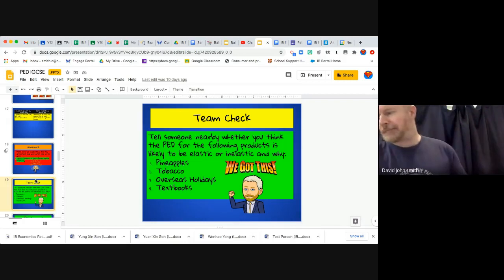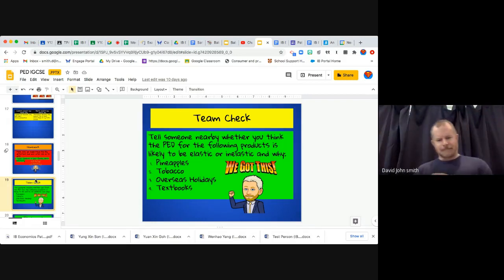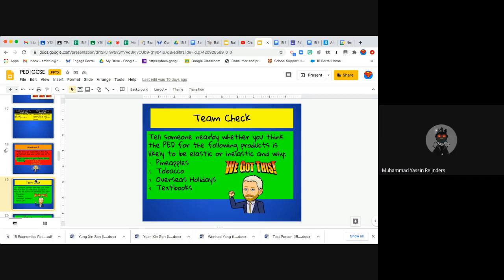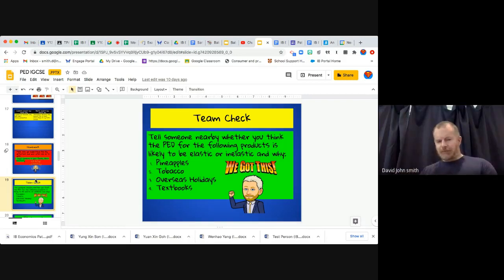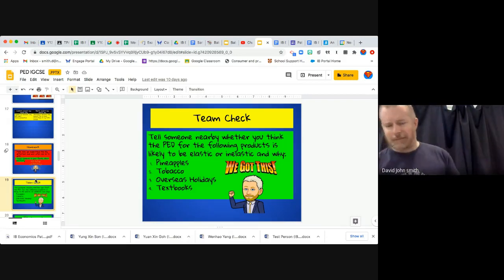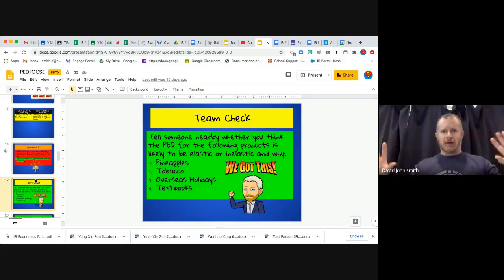Overseas holidays. What do we think? Very elastic. They take up a large portion of income. Well done. Absolutely right. Obviously at the moment, everything's locked down and nobody's really going anywhere. But under normal circumstances, we would expect overseas holidays to be more of a luxury good.